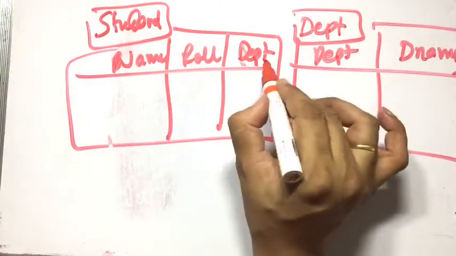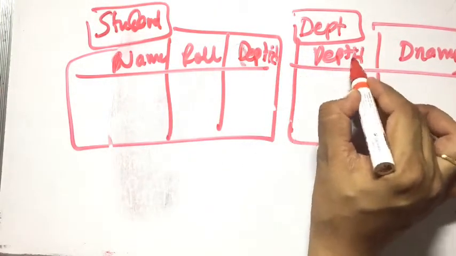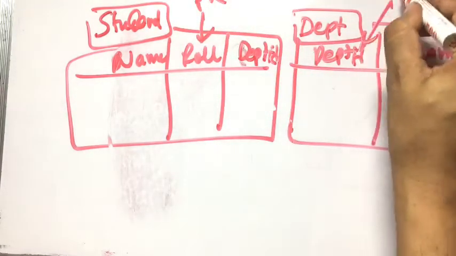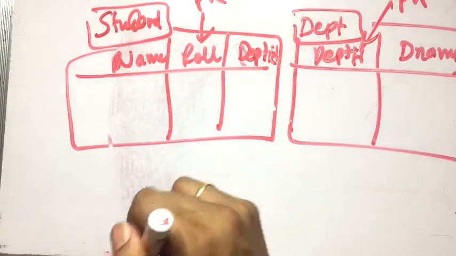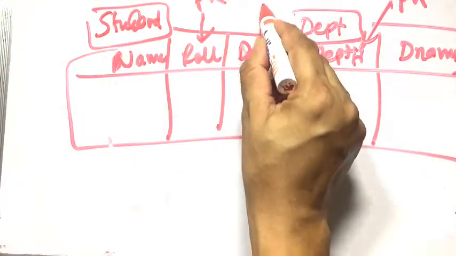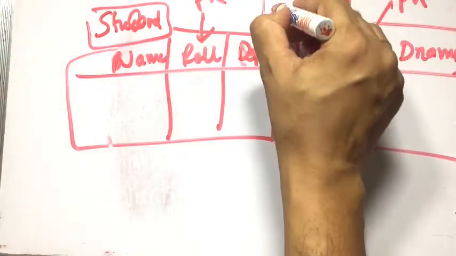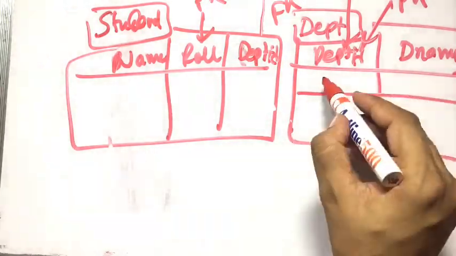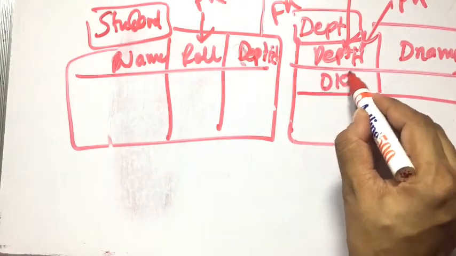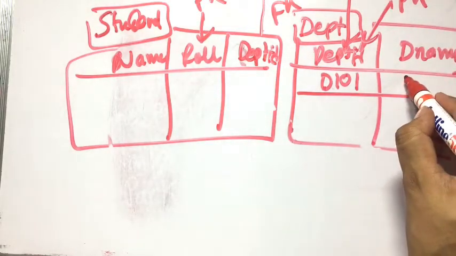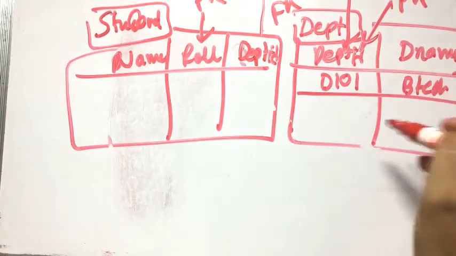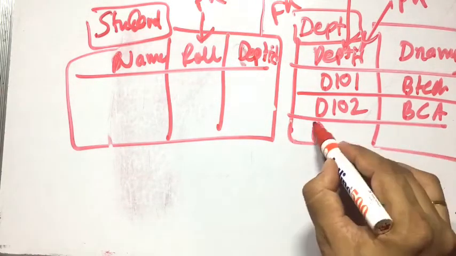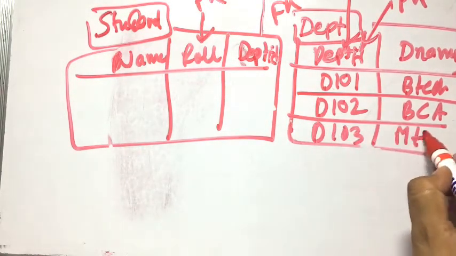Here this is department ID. Here role is a primary key and department ID is a primary key. So what is this department ID referring to? This primary key, so this is a foreign key. So this is the independent table. Suppose department ID is D101 and department name is BTech, D102 department name is BCA, D103 department is suppose MTech.